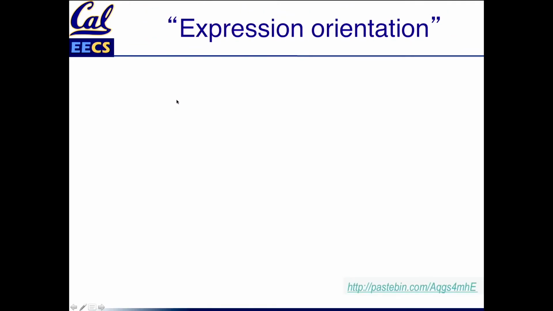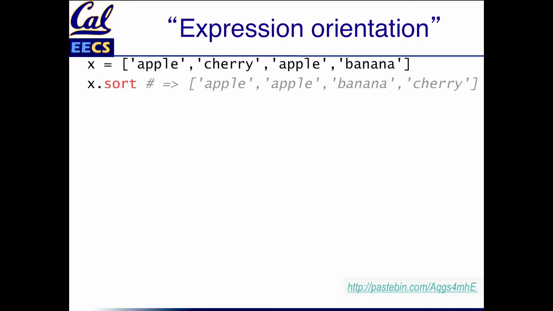So what this leads to is something that a lot of Ruby programmers call expression orientation. You don't think in terms of, I'm going to do something to this collection. Instead, you think in terms of, hey, collection, I'm going to ask you for things, and I'm going to do things to your elements. So for example, I can have a collection x, which is just an array of strings, and I can say, sort yourself.